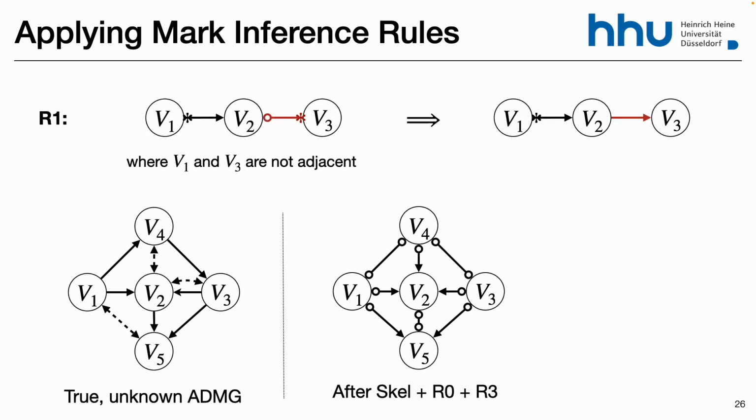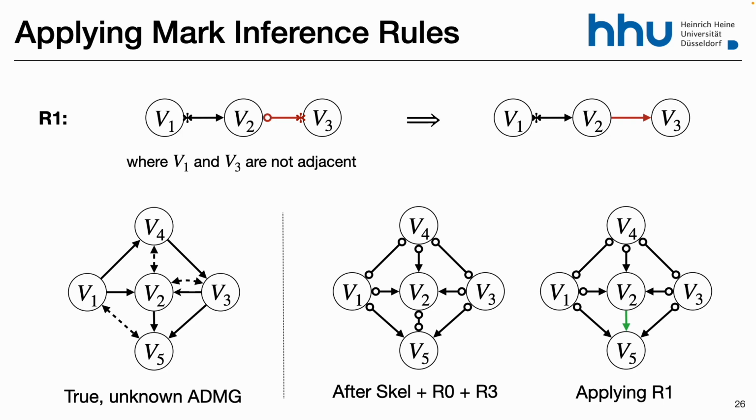Then there is this other rule, rule 1, that tells you that if you already have this arrowhead into V2, then for sure you can orient V2 pointing to V3. So you learn both here, the tail and the arrowhead. You could have had the arrowhead before because there is this wild mark. But for sure, V2 is going to be a cause of V3.